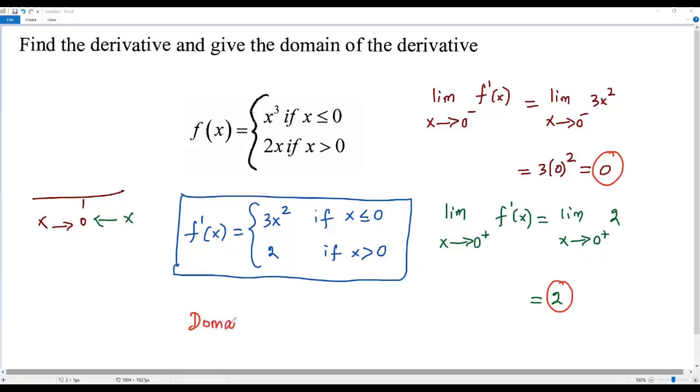So the domain of f prime of x equals all real values except 0, because at x equal to 0, f prime of x is undefined. The reason is that the left side limit of f prime of x at x equal to 0 and the right side limit of f prime of x at x equal to 0 are not equal. So f prime of x is not defined at x equal to 0. So we exclude 0 from the domain. So the domain of f prime of x is all real numbers except 0.